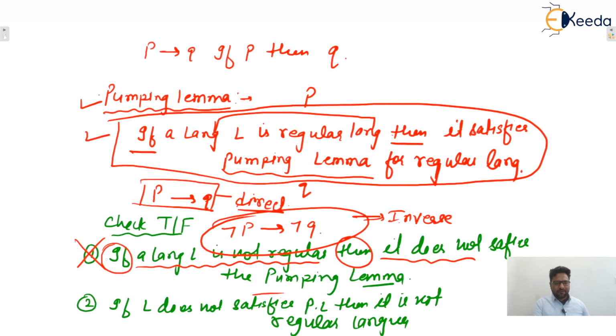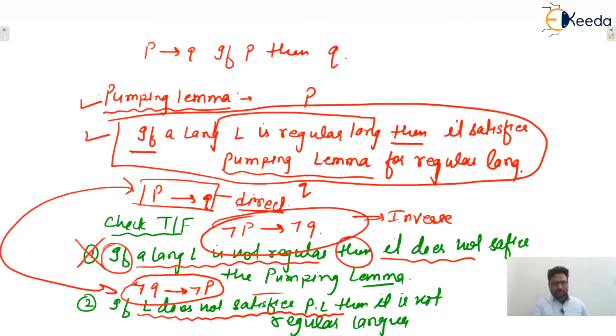Now let us take the second one. Second one is what? If L does not satisfy the pumping lemma, that means negation Q. If-then means implication, and it is not regular, that is negation P. That means the logical statement for the second statement is negation Q implies negation P. That is the contrapositive of the given statement or not? Yes, that's why we can say the second one is true. So guys, be careful. I hope this one is clear to everyone.